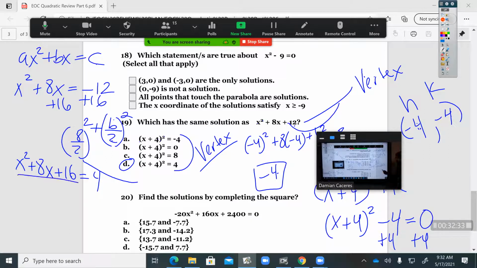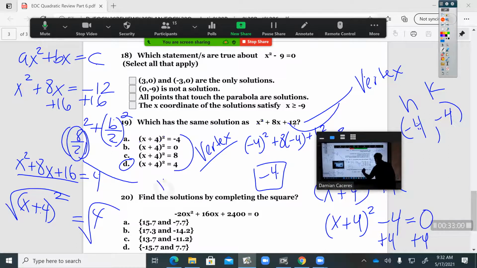Now, this side could be factored to be x plus 4 squared. How do you know? Because whatever you get in your parentheses is what goes here. Bring your 4 down. Now we're almost at the end. What's the opposite of a square? Square root. Whatever you do to one side, do to the other. That leaves you with x plus 4 equals positive 2.